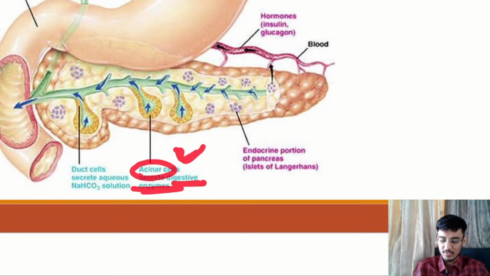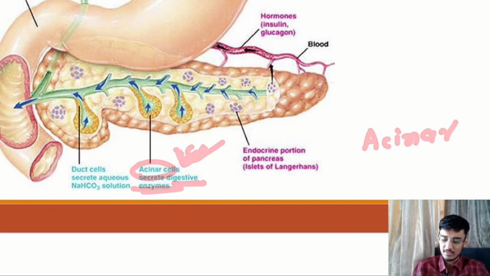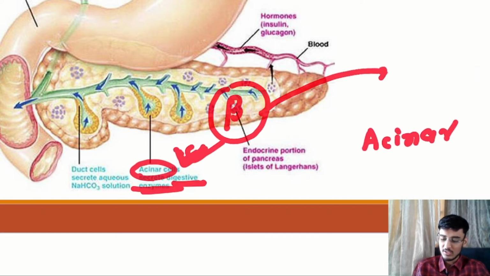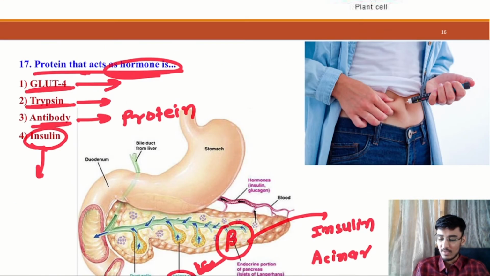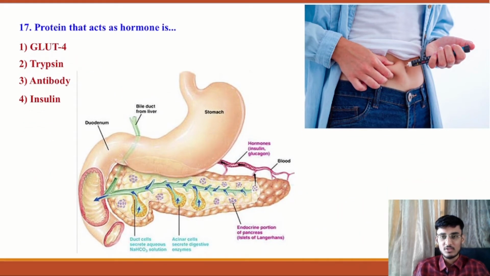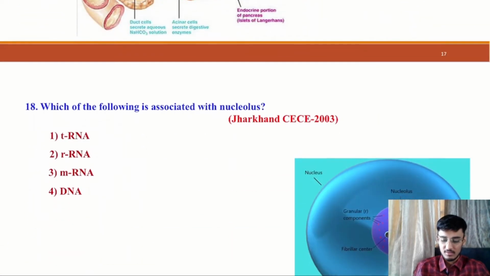You should always remember in your mind, this is called the acinar cell. But the islets of Langerhans contain beta cells which secrete insulin, and it is useful for diabetes mellitus. You can see the figure of injection of insulin for a diabetic patient. Which type of diabetes? Type 2 diabetes. It is called diabetes mellitus.